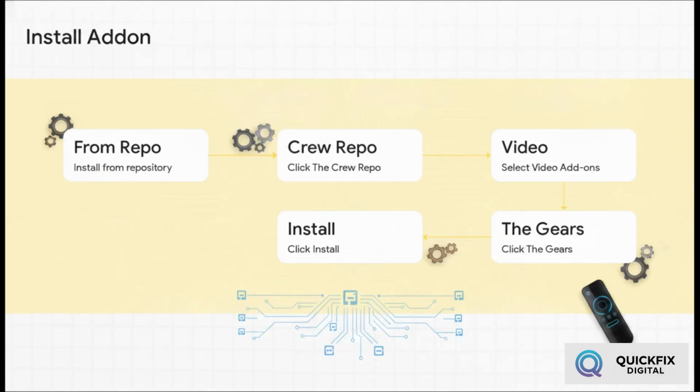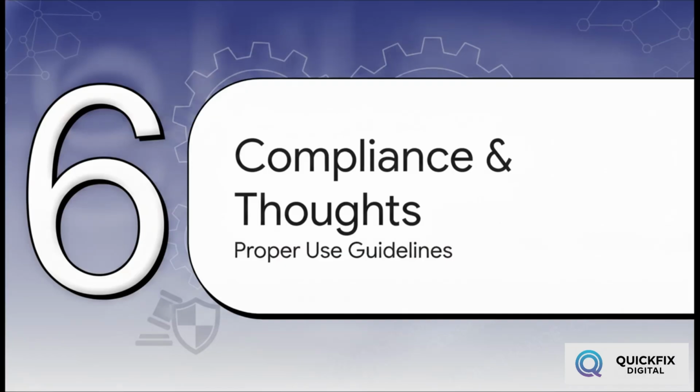Section 5, Phase 3, Add-on Installation, Finalizing the Gears. We are officially on the home stretch. From that exact same package installer screen, select Install from Repository. Then choose the Crew repo. Click your way into Video Add-ons and scroll down until you spot the Gears. Hit that Install button, and just like that, the technical installation is 100% complete. Awesome job!